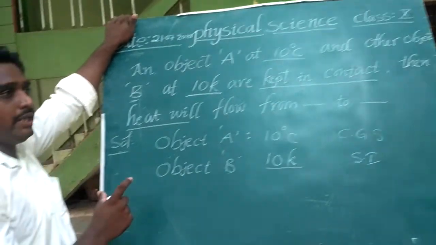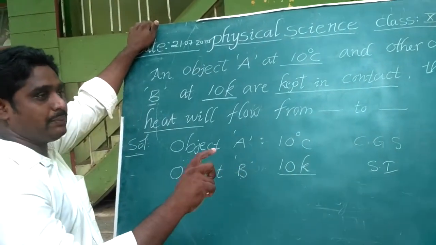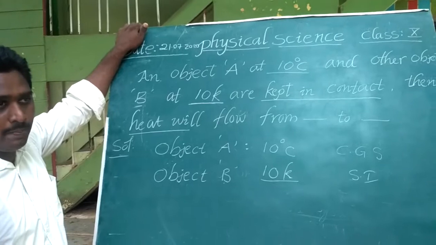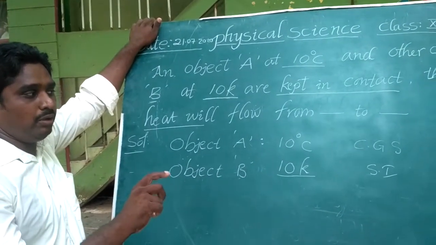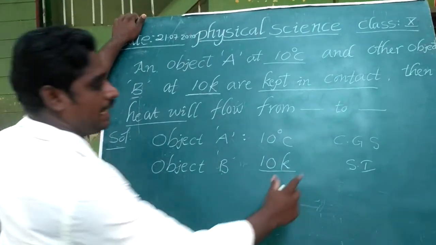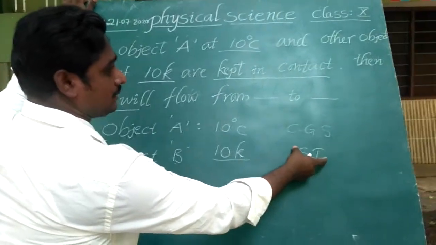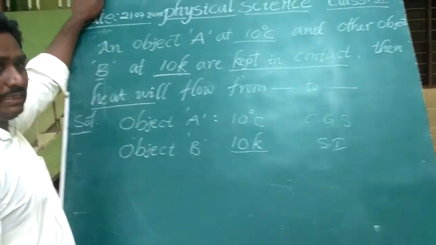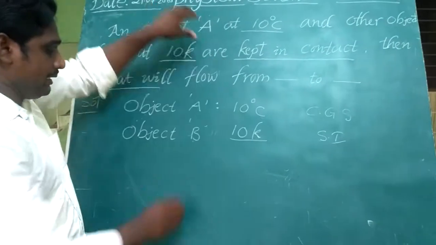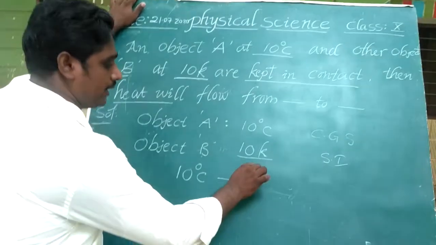So to solve this given problem, both units must be expressed in common units. After that we can solve this problem. Either the CGS unit is converted to the SI system, or the SI system is converted into the CGS system, so that both are expressed in a common unit. Now here the 10 degrees Celsius is converted into the Kelvin scale.